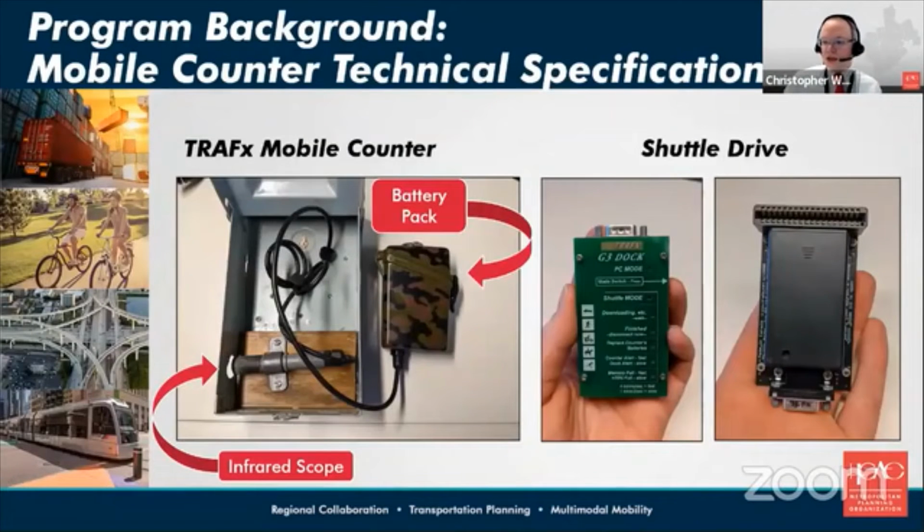So this is the mobile counter equipment, designed for short duration counts. It relies on infrared technology, looking at differences in temperature, not movement, to register users. The equipment is locked in the metal box that you can see there, and then mounted to a utility pole or a similar structure. The equipment on the right is what the manufacturer calls a shuttle drive. This is the device the user uses to interface with the counter. It initializes the counting period and also communicates the date and time. Next slide, please.